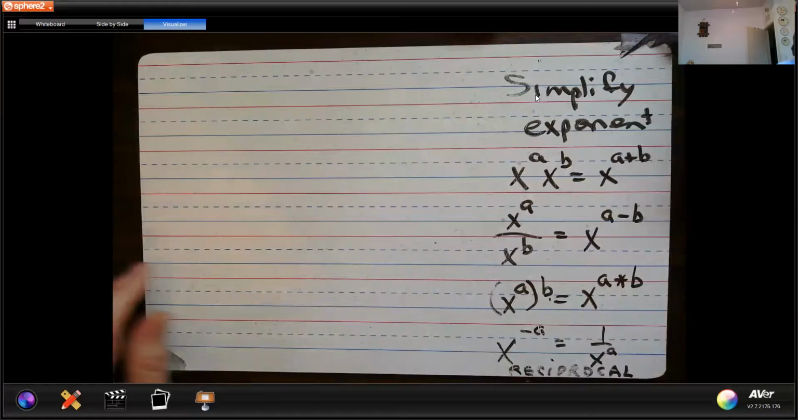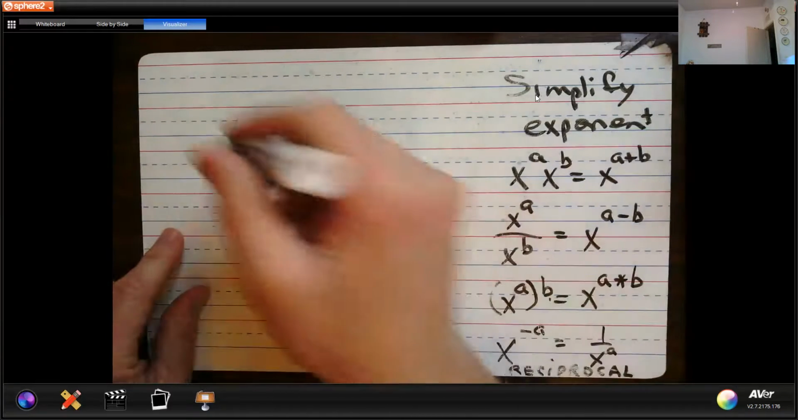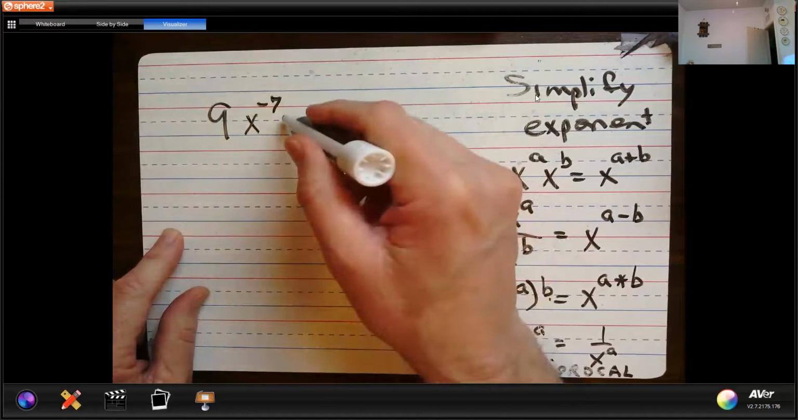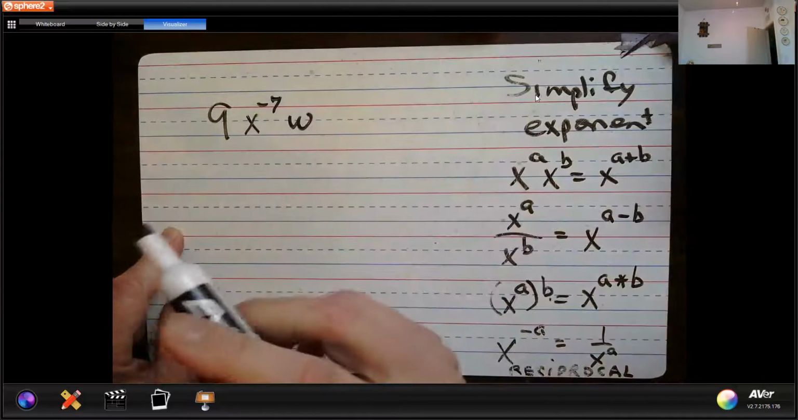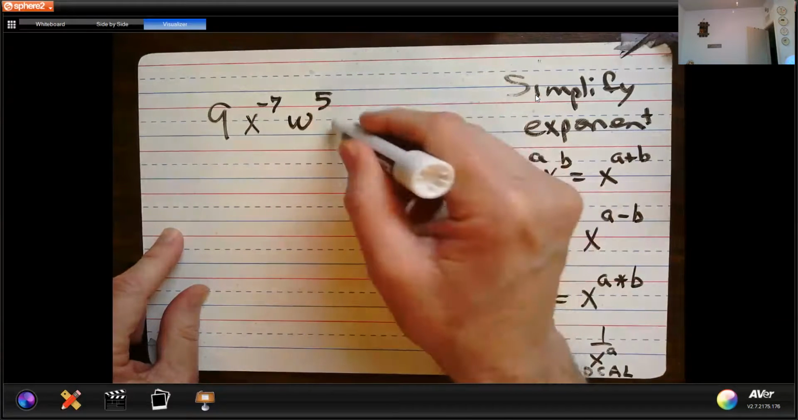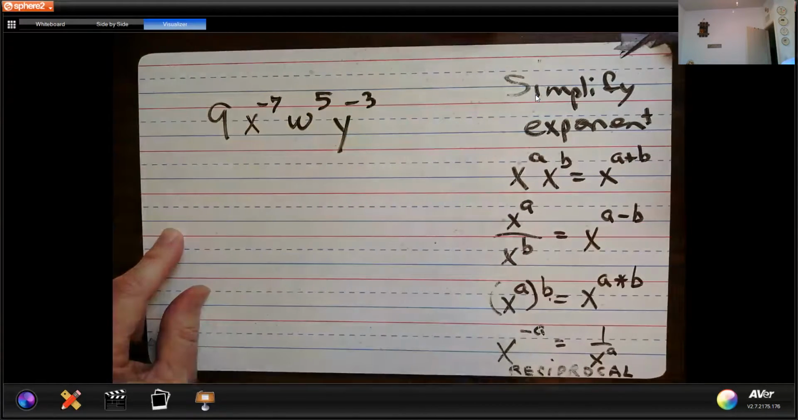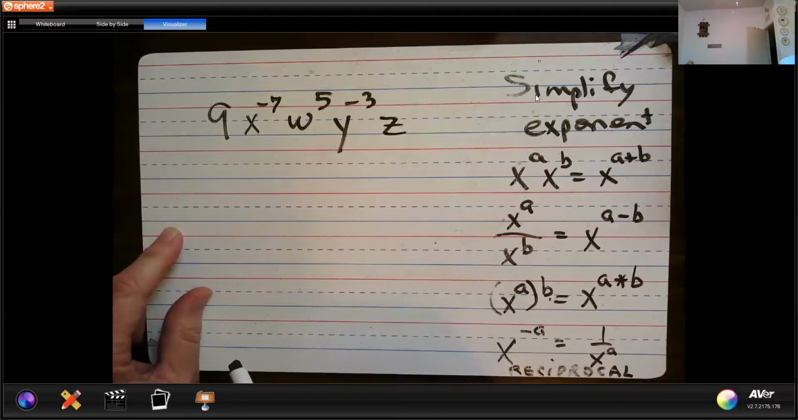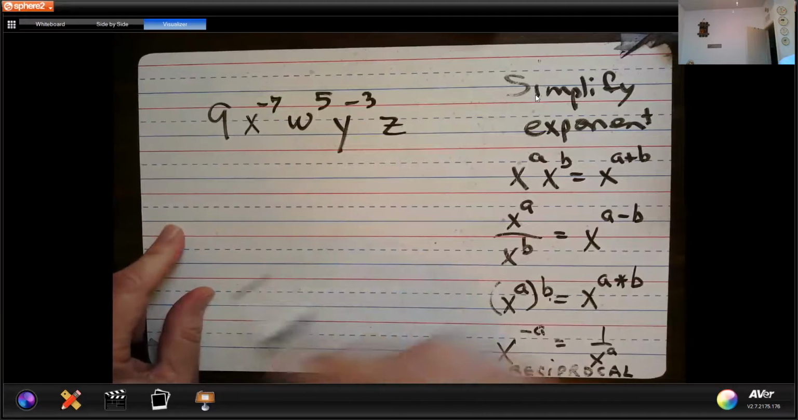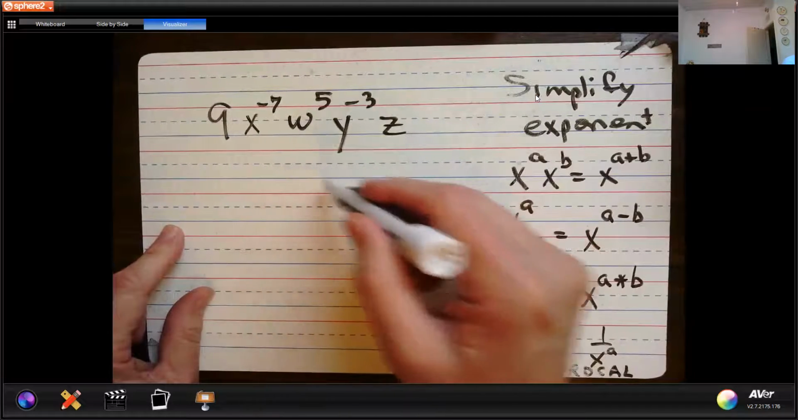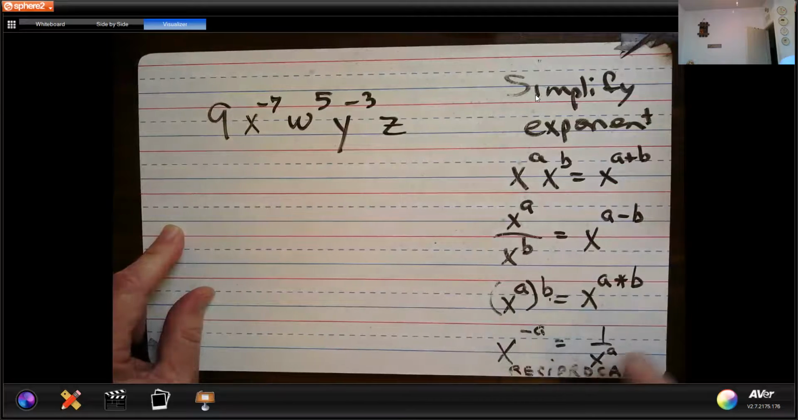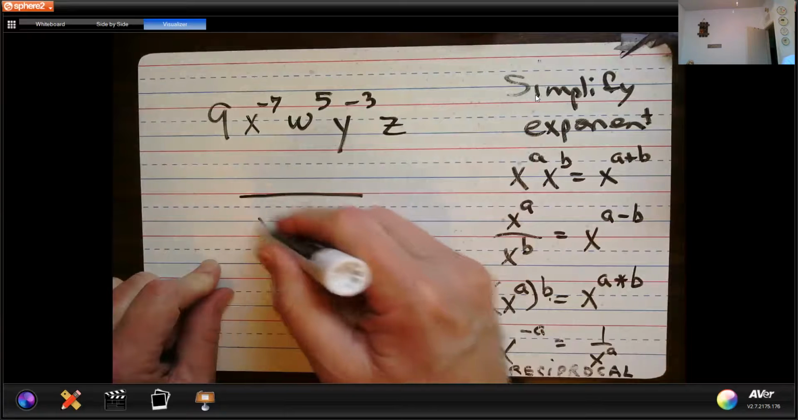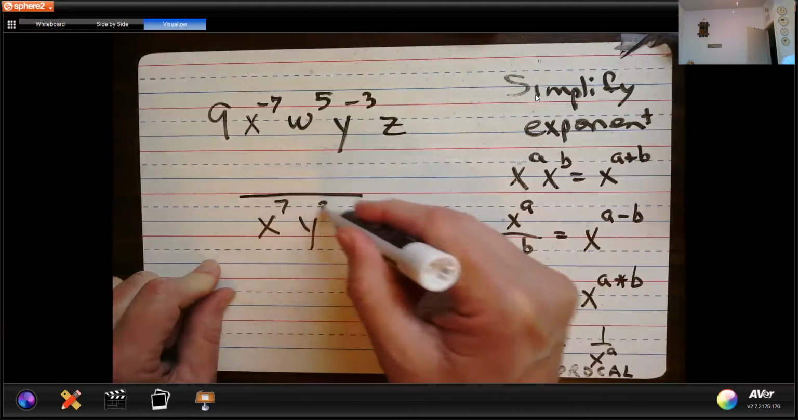What if I had 9 x to the negative 7 and w to the positive 5 and y to the negative 3 and z to the positive 1, right? Let's say we had that. Well, I know what that is. It has to be a fraction. These negative exponents go on the bottom. So I know I'm going to have x to the 7 and y to the 3 on the bottom.